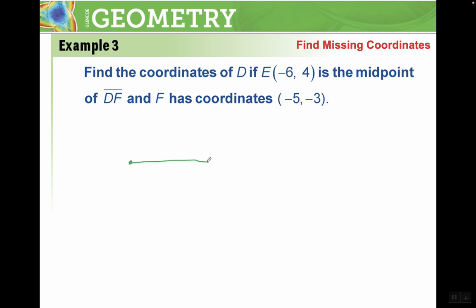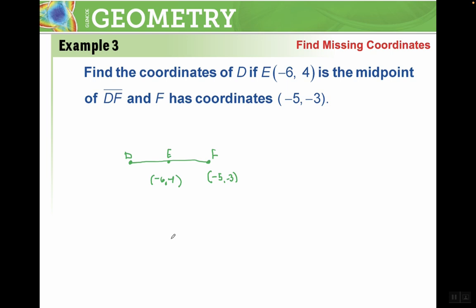So I'm going to draw this out. It says find the coordinates of D if E is the midpoint. So this is E, and it's negative 6, 4. And this is D. And this is F, and it says F has the coordinates negative 5, negative 3. Now the reason that we draw this out, or I recommend doing that, is so that you know which endpoint is missing, okay? So we know that the midpoint is equidistant from either endpoint.